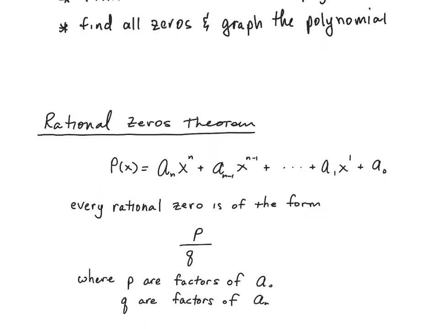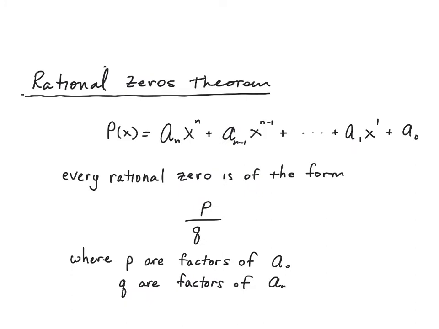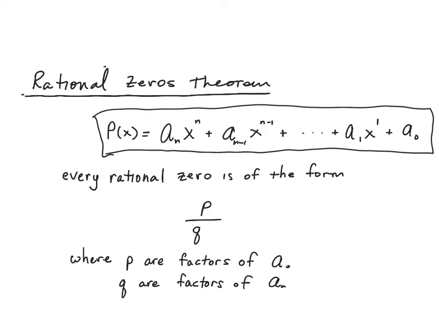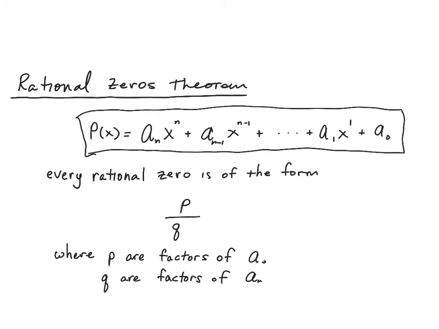So the first subtopic here, rational zeros theorem. This is the definition that we saw in section 3.2. This is just the general form of a polynomial. Any rational zero of this polynomial is of the form p divided by q, where p are factors of our constant a sub 0, and q are factors of the leading coefficient a sub n. So if the polynomial p of x has rational zeros, then those rational zeros are going to be formed by taking factors of the constant and dividing them by factors of the leading coefficient.